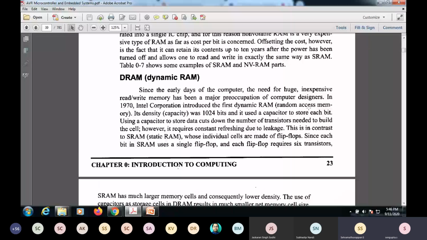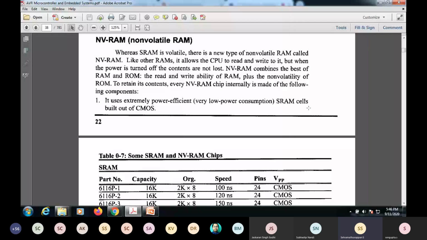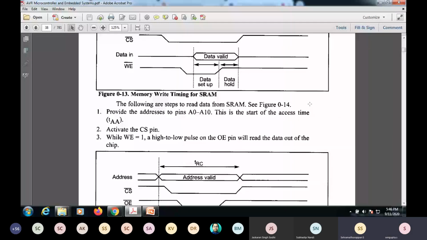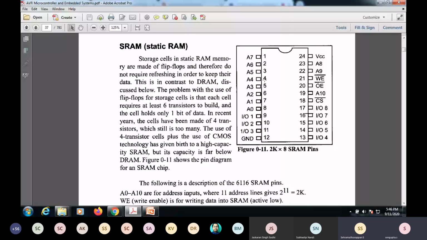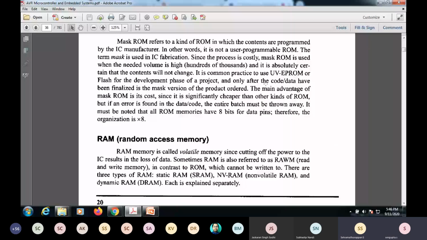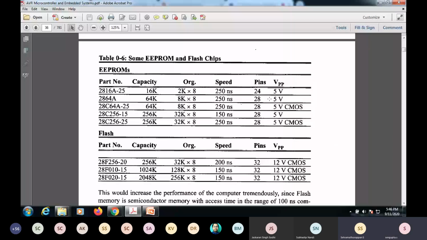Sir, in DRAM organization, everywhere we have into 1, whereas in SRAM organization, we have into 8. No, where have you shown? They have mentioned the organization in several tables. Okay, why don't you show me? Let me open the PDF once, so there is no page confusion. Page 23, sir. Okay.